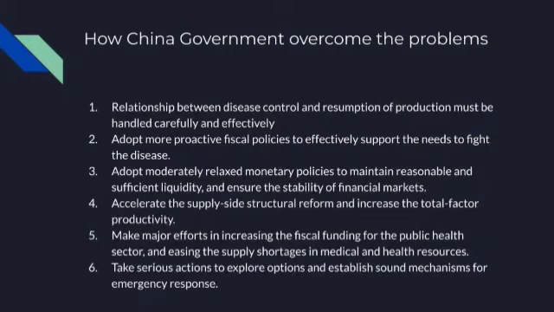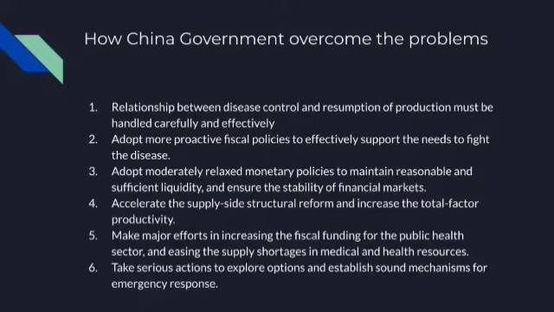Fifthly, make major effort in increasing the fiscal funding for the public health sector and easing the supply shortage in medical and health resources. The outbreak has laid bare China's insufficient investment in the medical health sector, including disease prevention, medical care resources and capabilities, and hospital enrichment. A successful transformation in this regard should be included as one of the key targets in China pursuing high-quality economic development and a comprehensive well-off society.